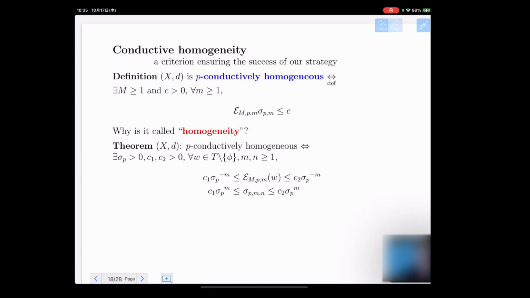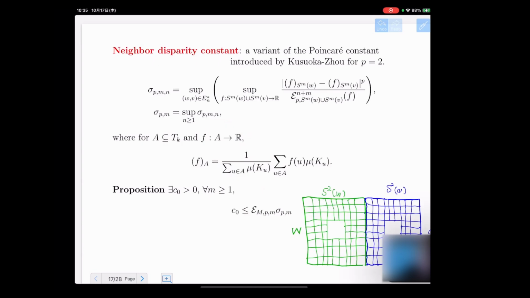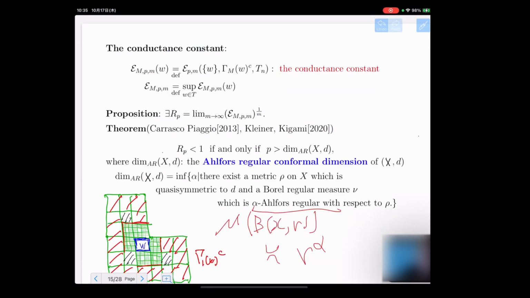So this is why it is called homogeneity, because under this conductive homogeneity, what we can see is this value. This is the value before taking the supremum. Before taking a supremum, for each W we define this value.